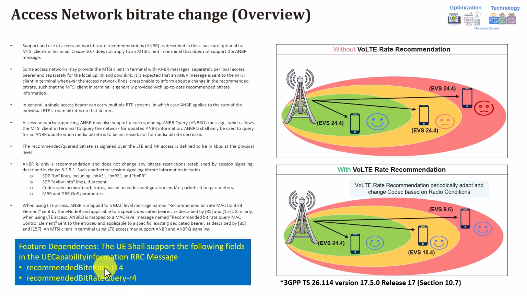So these two parameters you are supposed to find or verify from the UE capability information message, which is sent from the user to the eNodeB. They are called recommended bitrate release 14 and recommended bitrate query release 14 as well. These are supposed to be supported by the users in order to support the feature. Now let me explain some concepts behind the 3GPP about this feature, which is very important.